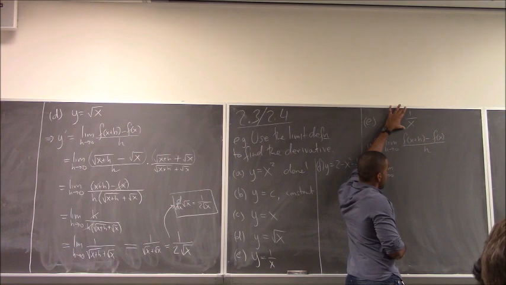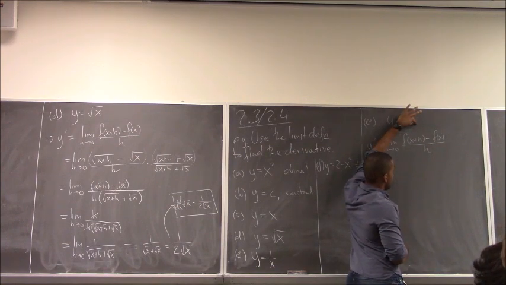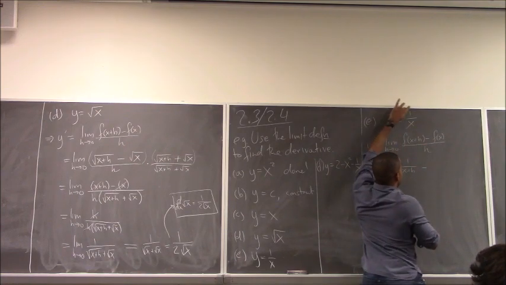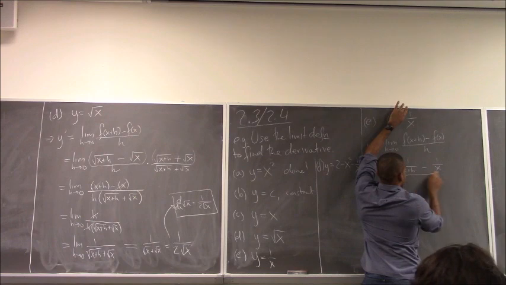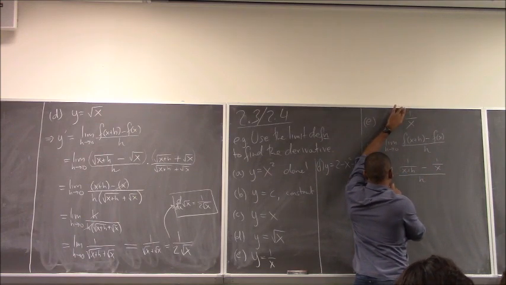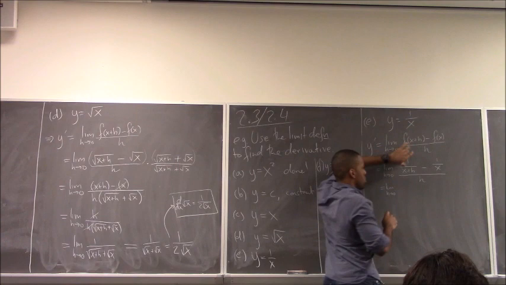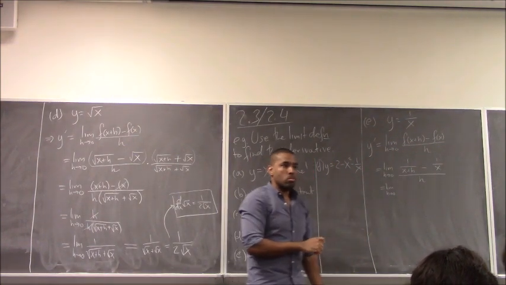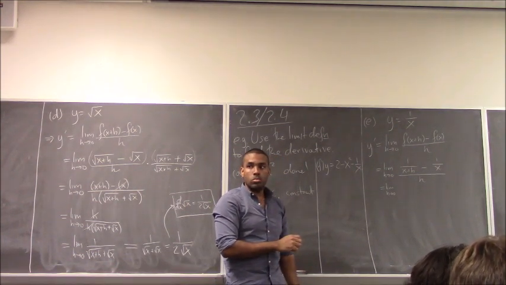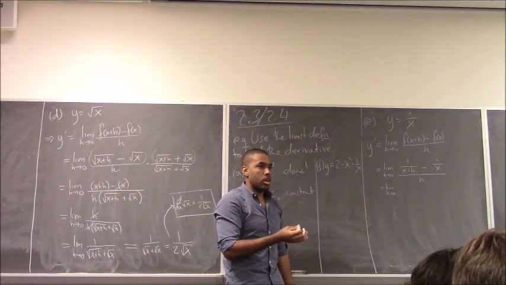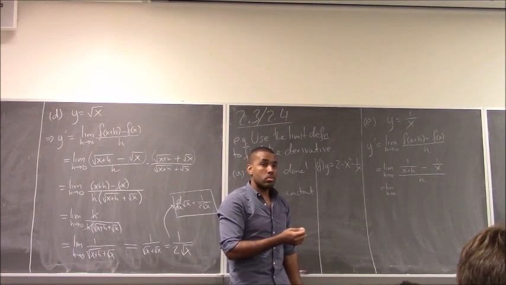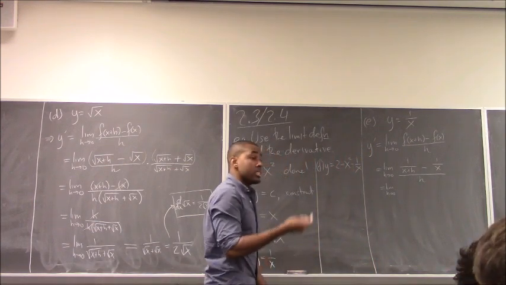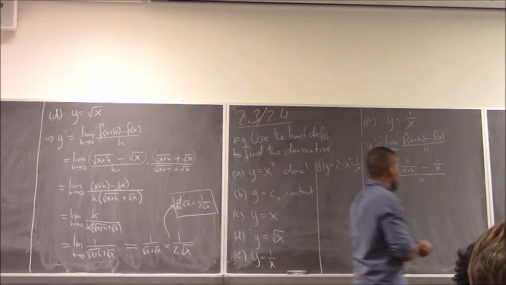Limit as h approaches 0 of, if I find f of x plus h here, let's just replace each x with x plus h, so that's just 1 over x plus h, minus the original function, which is 1 over x, all over h. How do we simplify something like this complex fraction? How do you simplify a complex fraction? The common denominator, the LCD, yeah. And you multiply top and bottom by it.